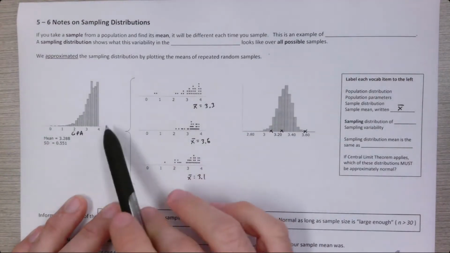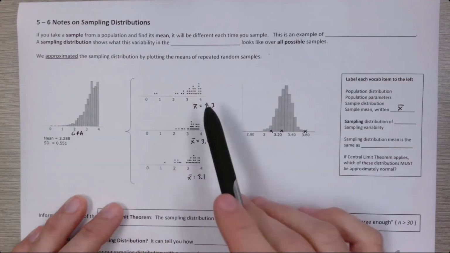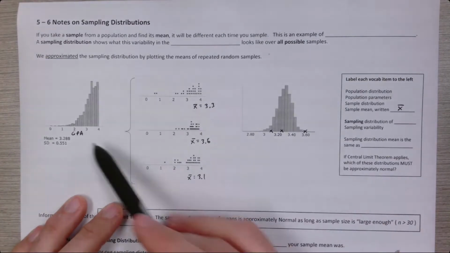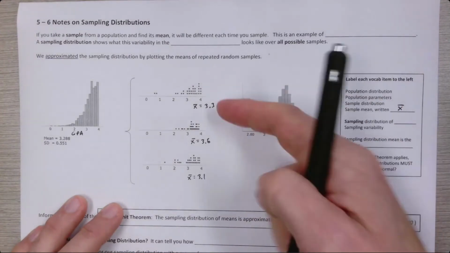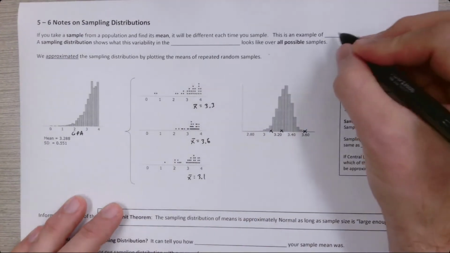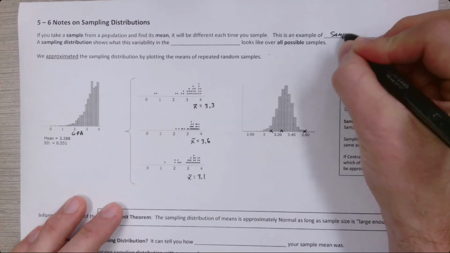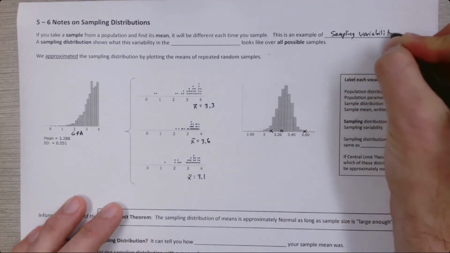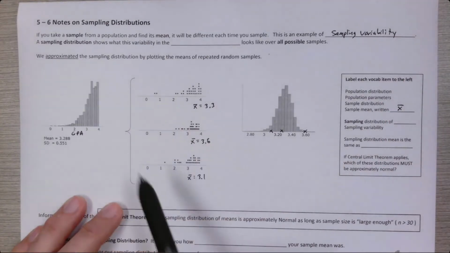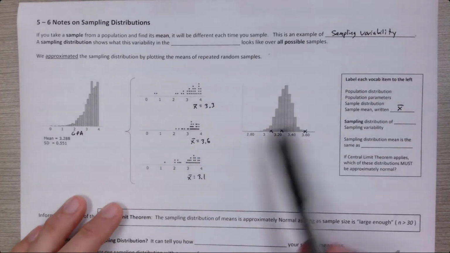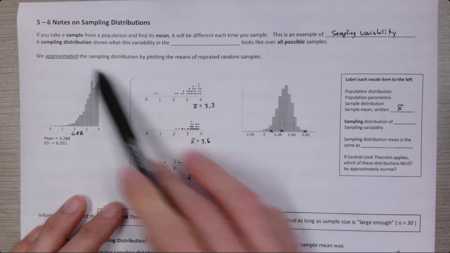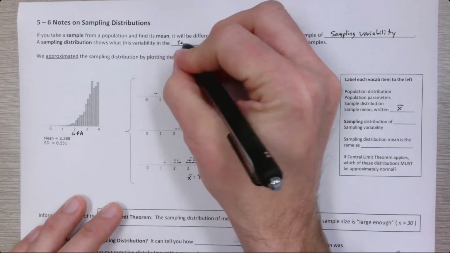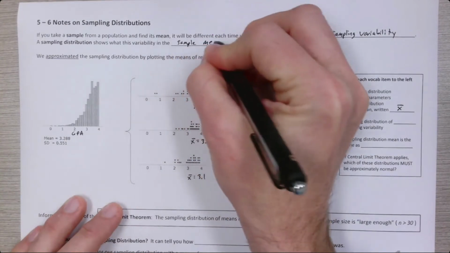You'll notice that every single time we take a random sample and we find the mean of our sample, it's a little bit different. And that's sort of expected because the samples are random. So the fact that they're a little bit different every time is referred to as sampling variability. And the sampling distribution shows you what that sampling variability looks like. So it shows the variability in the things that we're plotting, which are the sample means.